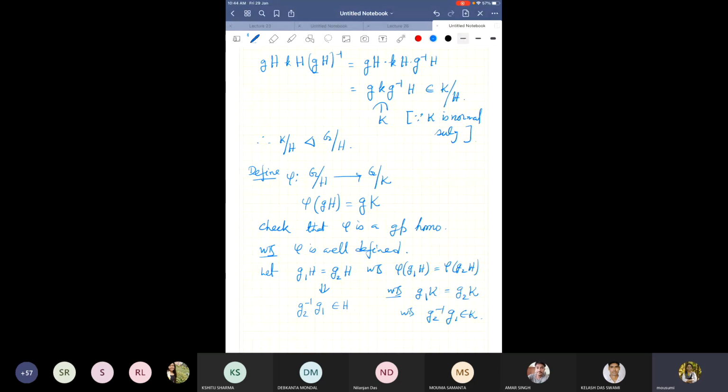From here, can I conclude? Yes, because H is a subset of K, H is sitting inside K. So therefore, phi is well defined. Otherwise, I wouldn't have said this one. So this is also important, that H is sitting inside K.